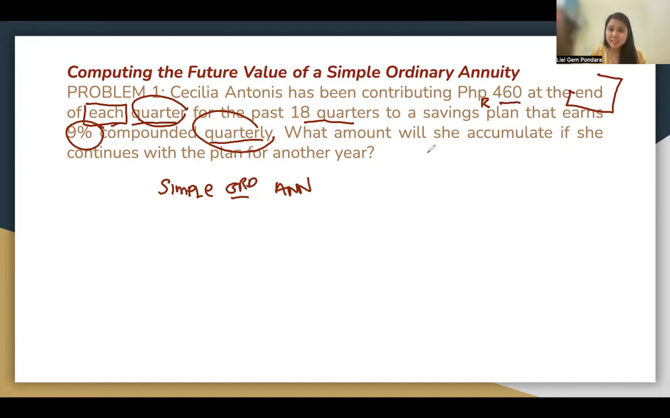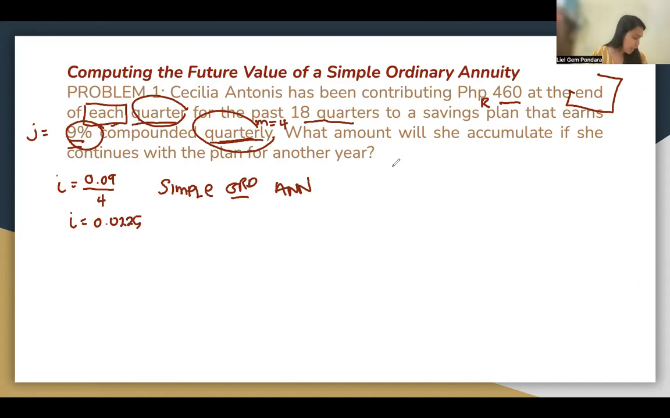Our R here is 460. Now our J is 9%. It's compounded quarterly, so our M is 4. Now what is our I? What is our periodic interest rate? Anyone? What's our periodic interest rate? 0.0225, ma'am. Very good. That's 0.09 divided by 4. So our I is 0.0225.